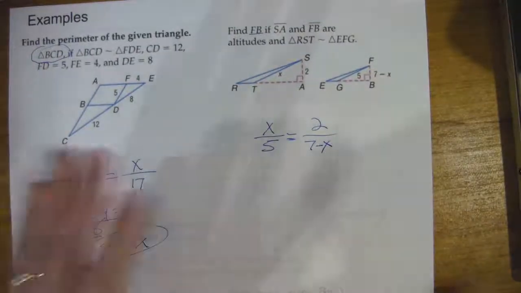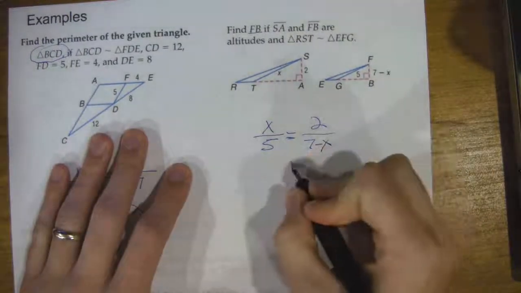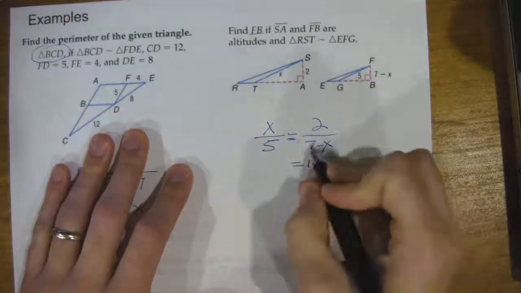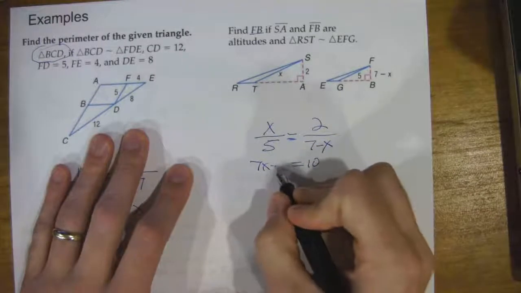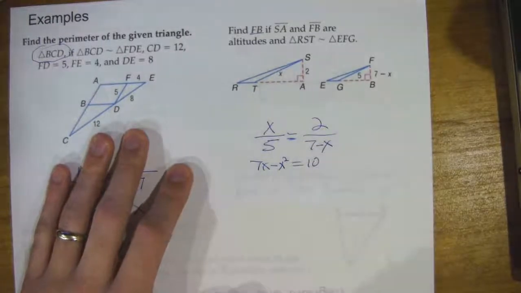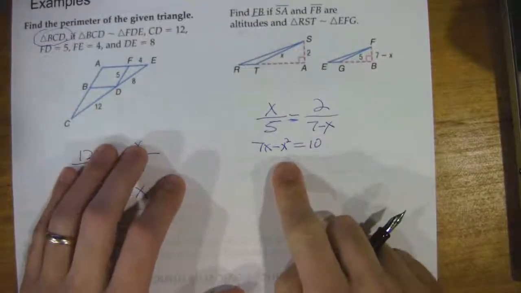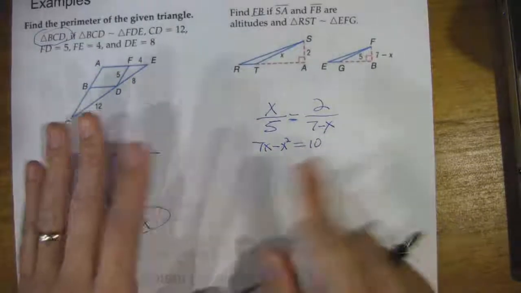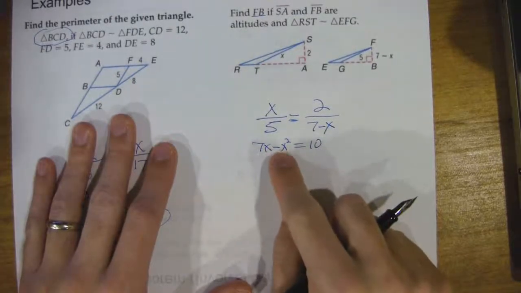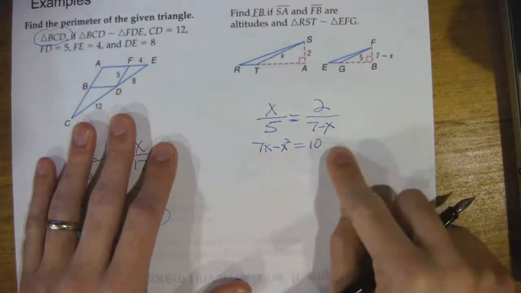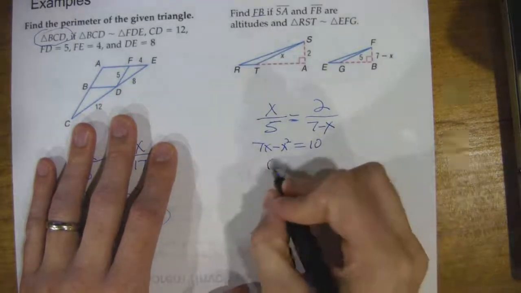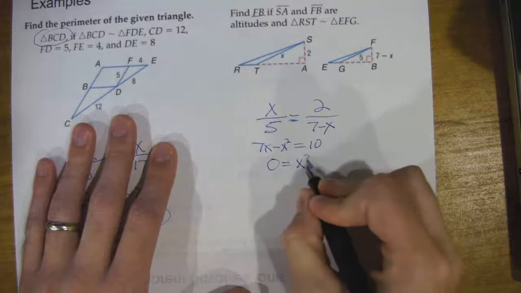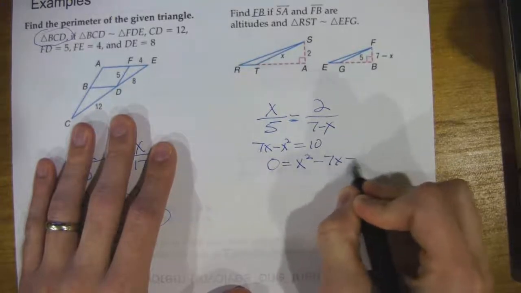All right, let's start multiplying. 5 times 2 is 10. 7 times x is 7x. x times x is x squared, so in this case, a negative x squared. We've got quadratics. If you remember your quadratic work, it's a lot easier if we can make this positive. So I'm going to shift everything to the right. I'm going to subtract 7x, add x squared. So we end up with 0 equals x squared, subtract 7x, add 10.